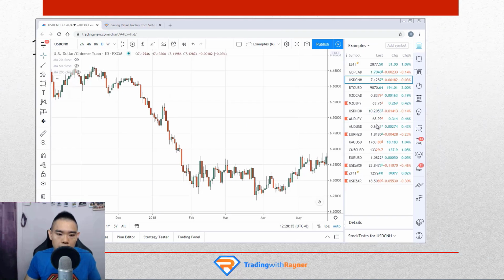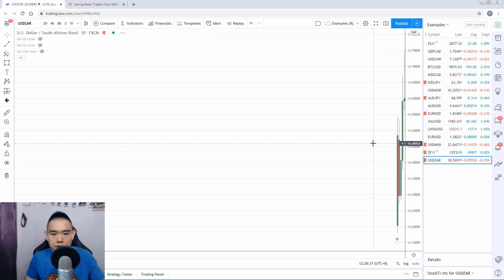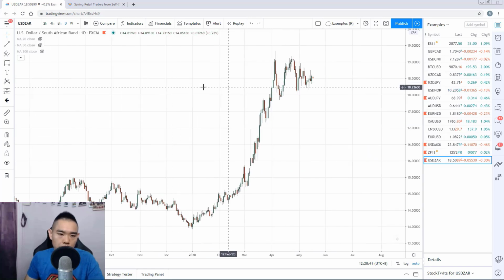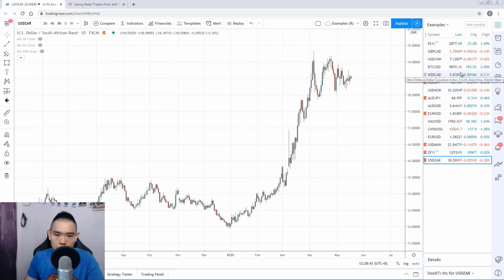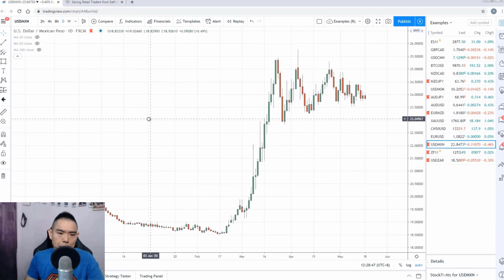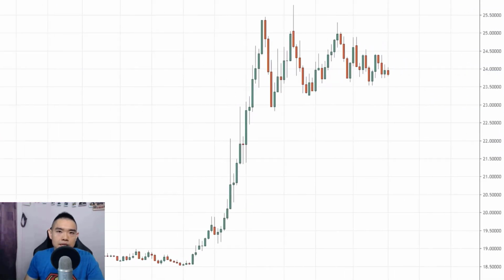Okay, so to kick things off, last example is dollar against the African rand. I mean, we can use this, or I think we can even use dollar Mexican if you want to. Okay, so let's look at dollar Mexican. At this point, we can see that this market is in an uptrend, and it's consolidating between these highs and these lows.